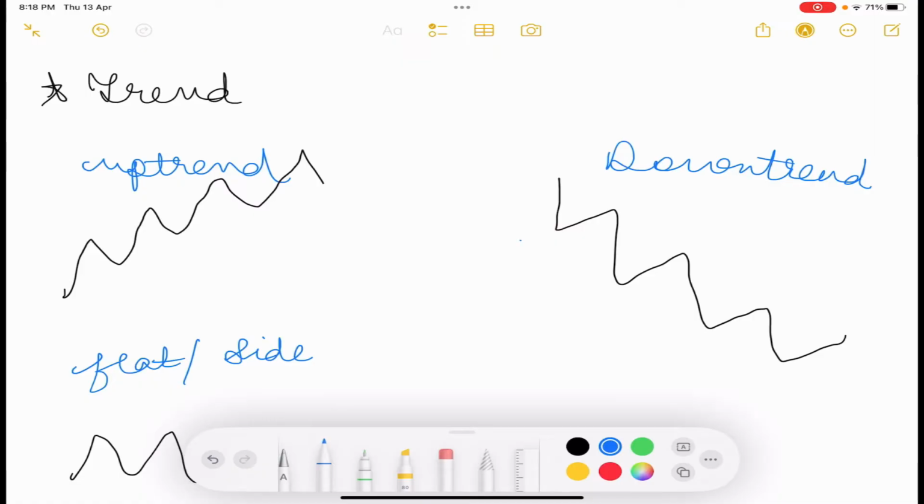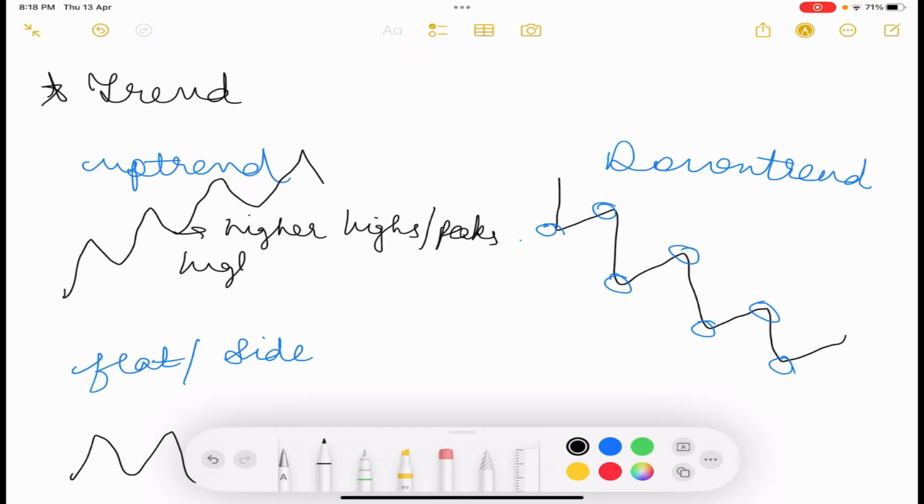Now let's see what a downtrend is. My downtrend is creating lower highs and lower lows or lower troughs. Very simple. So in my uptrend I have higher highs or higher peaks, and higher lows or higher troughs. This is my uptrend. And in my downtrend it is the opposite. I have lower lows and lower highs.